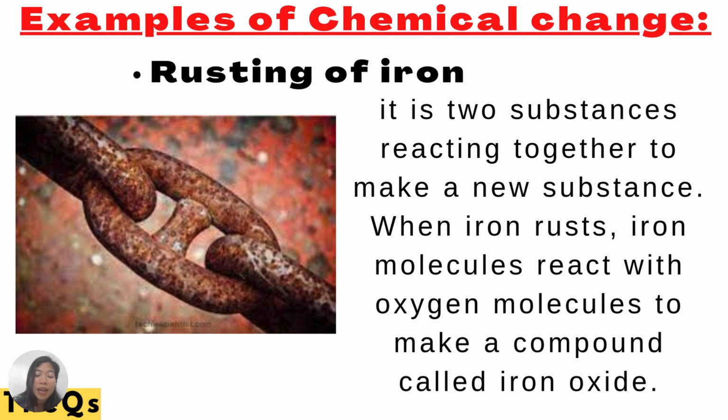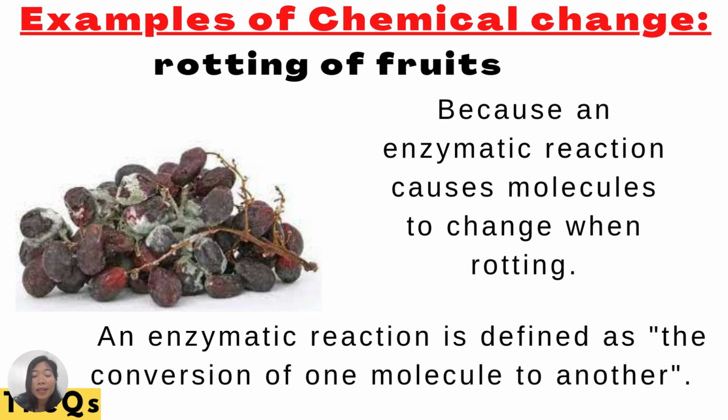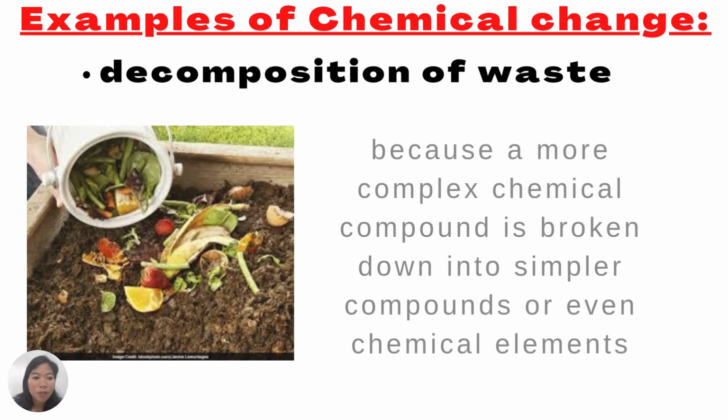Rusting of iron. It is two substances reacting together to make a new substance. When iron rusts, iron molecules react with oxygen molecules to make a compound called iron oxide. Rotting of fruits, because an enzymatic reaction causes molecules to change when rotting. An enzymatic reaction is defined as the conversion of one molecule to another. So rotting of fruits or even vegetables, that is a chemical change.